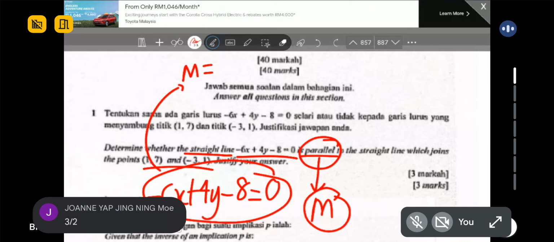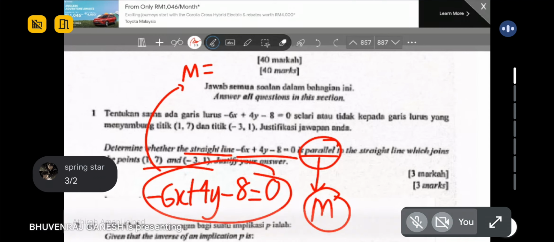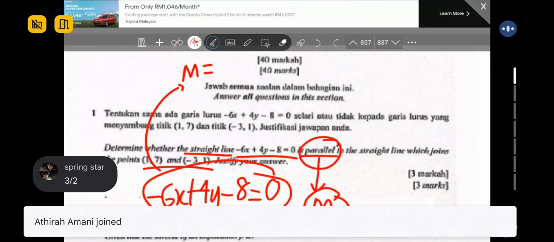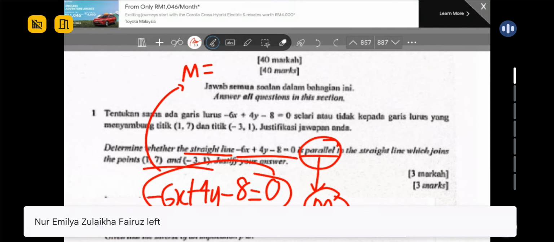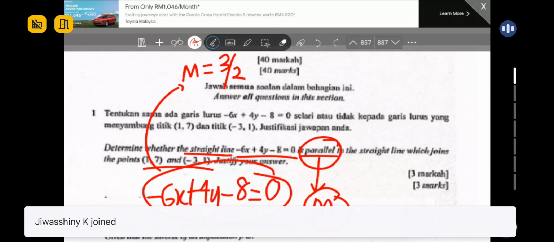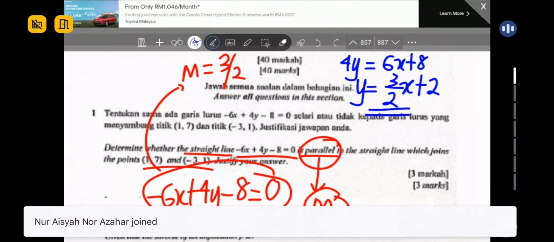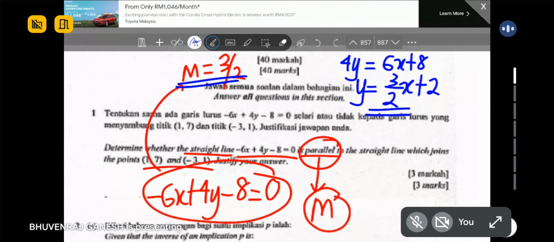Okay. You should get, let me see. Hey, wait. Let me try to divide and see. 6 over, yeah, correct. Okay, your gradient is 3 over 2 guys. 3/2. Am I right? Okay, how you guys get 3 over 2? You rearrange in y equal to mx plus c guys. Okay, kamu kena susun persamaan ni dalam y equal to mx plus c. Okay, just rearrange your equation. Okay, so can you see guys, your gradient is actually 3 over 2. Okay, kecerunan dia adalah 3/2.